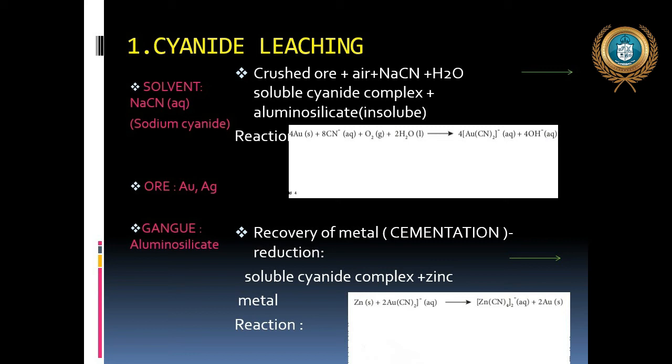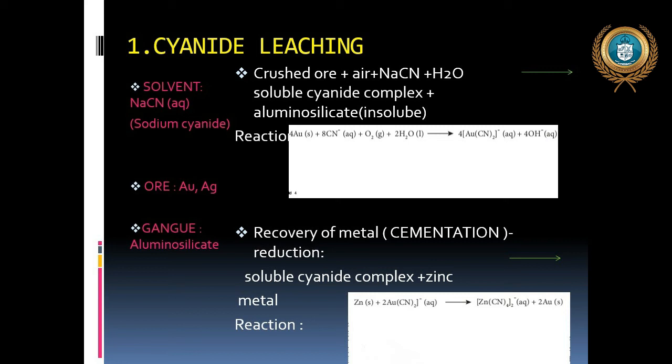What is reduction? You know, it is an addition of hydrogen or the removal of oxygen. So here in the second step, gold can be recovered by reacting the deoxygenated leached solution with zinc. In this process, the gold is reduced to its elemental state, that is zero oxidation state, and this process is called cementation. So here see the equation.